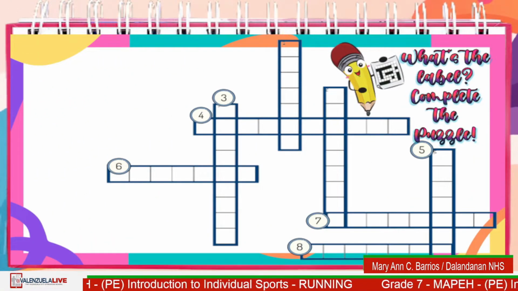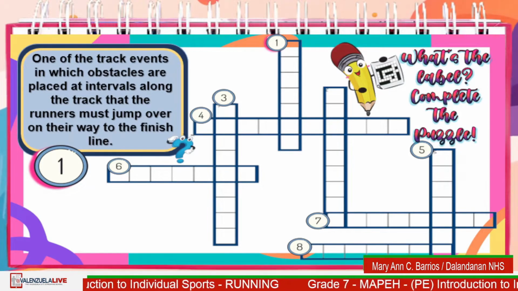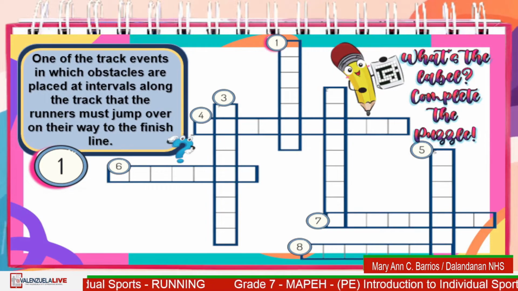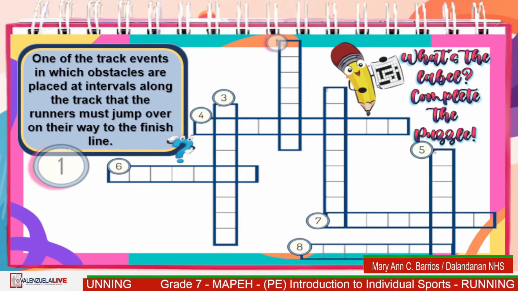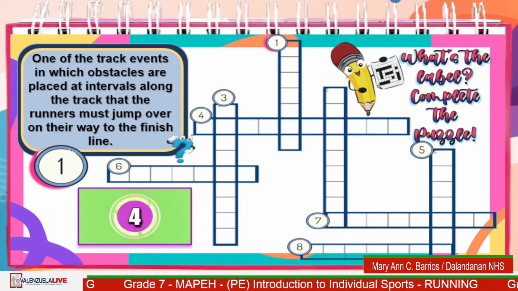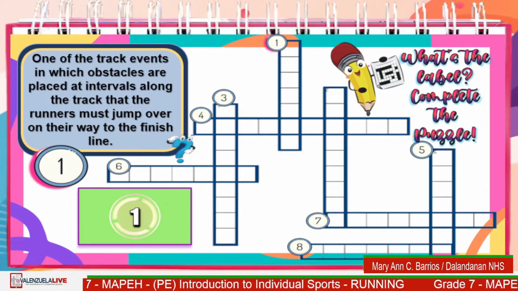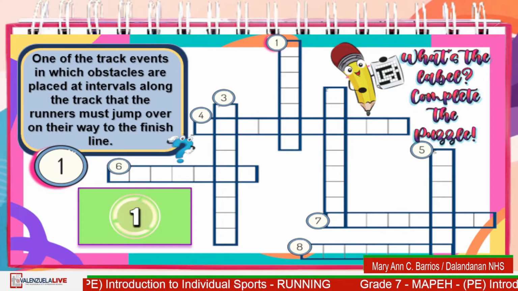Number 1. One of the track events in which obstacles are placed at intervals along the track that the runner must jump over on their way to finish line. Timer starts now. Time is up. If you answer hurdles, that is correct.